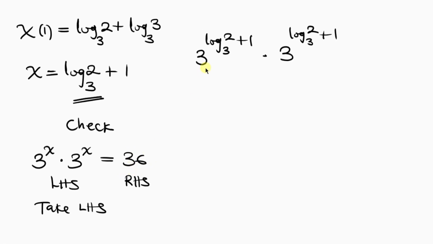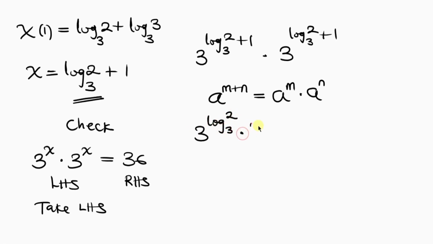Now from here, we're going to be applying the law of indices that says when I have a to the m plus n, this is the same as a to the m times a to the n. So we can express this like this. So this becomes 3 to the log 2 base 3 times 3 to the 1, times, we do this the same way. This becomes 3 to the log 2 base 3 times 3 to the 1.